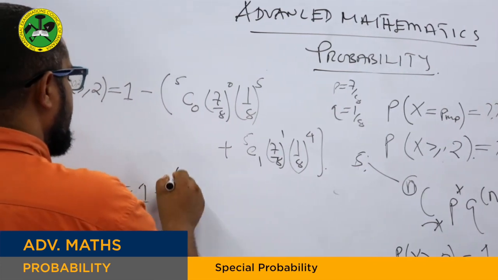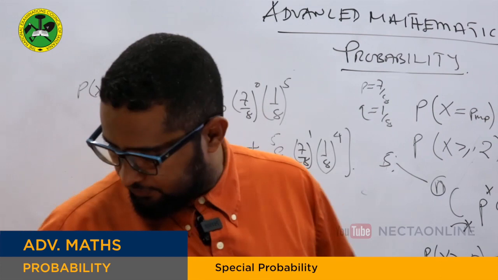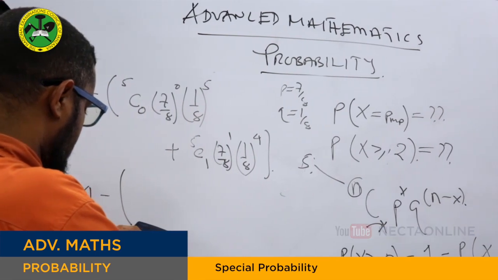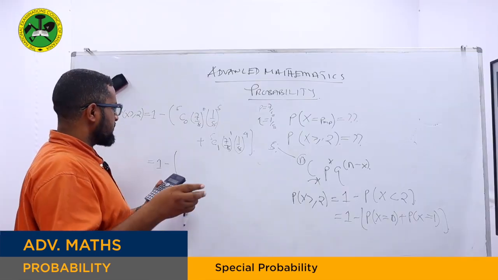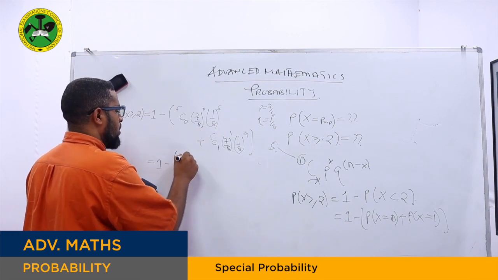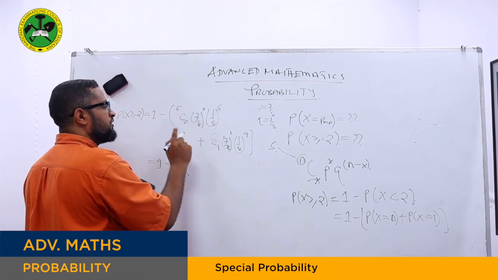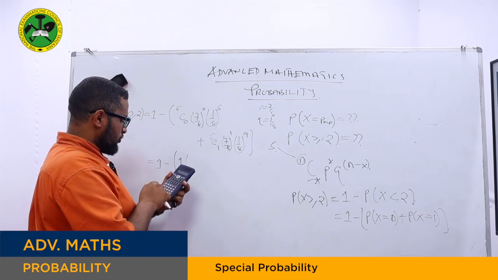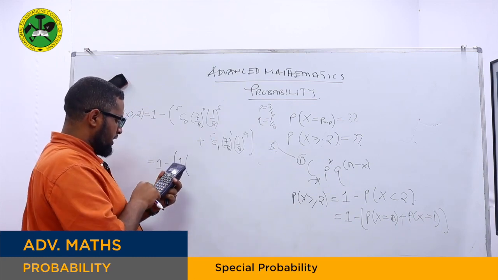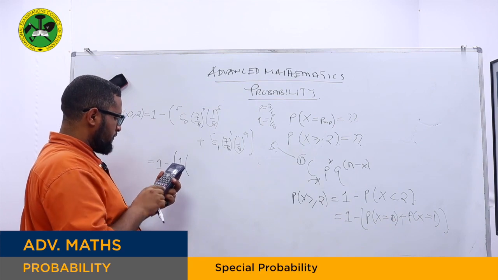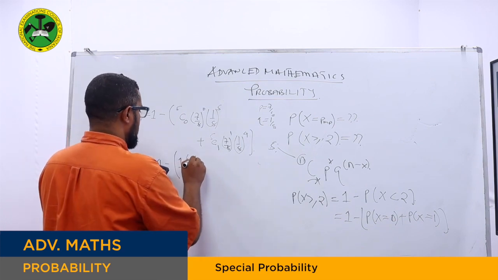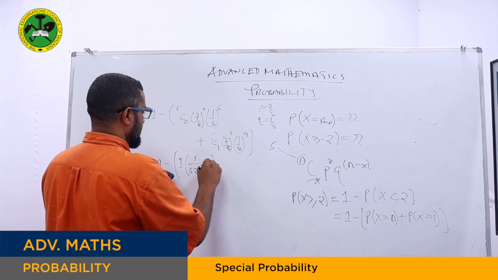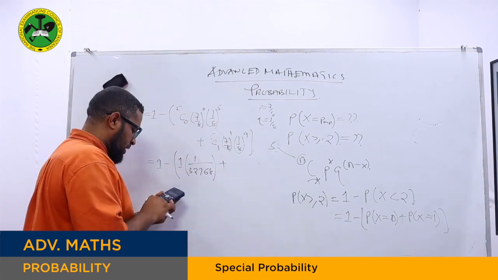So you have 1 minus 5 combination 0. 5 combination 0 is just 1. You have 7 over 8 to the power of 0, which is equal to 1. So you remain with 1 over 8 to the power of 5. So the answer here is 1 over 32,768. Then plus 5 combination 1.